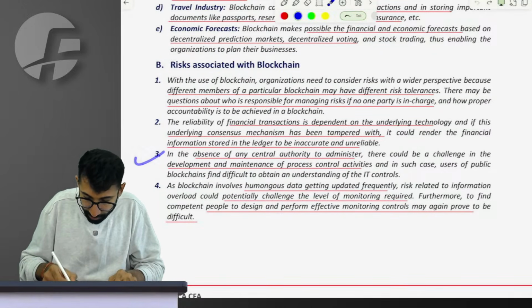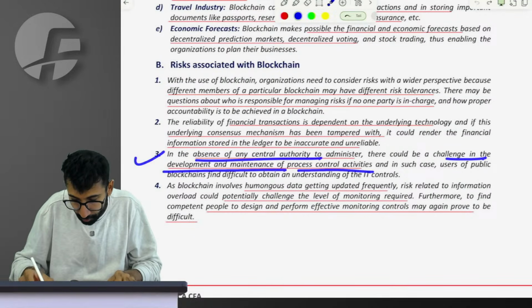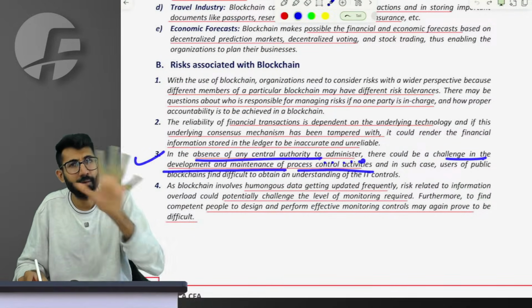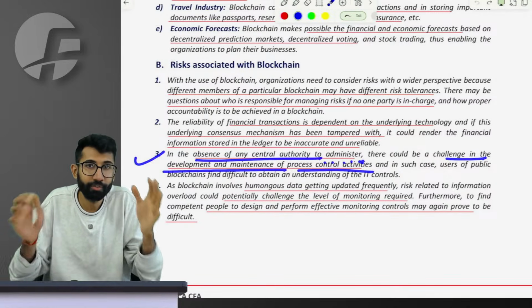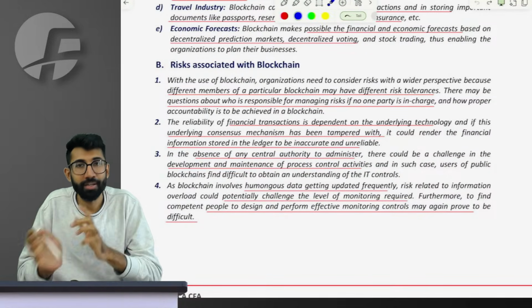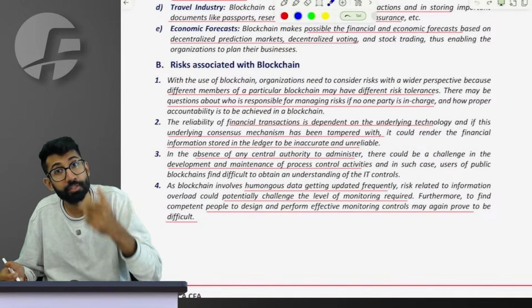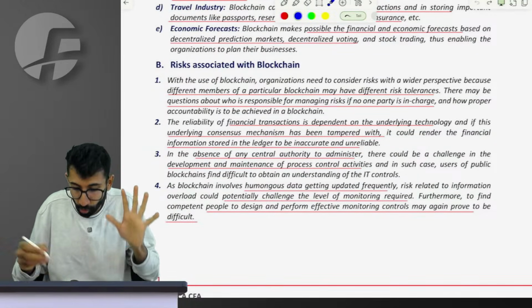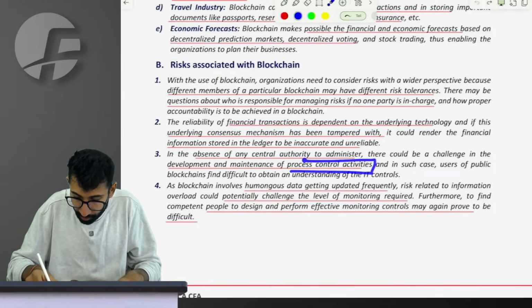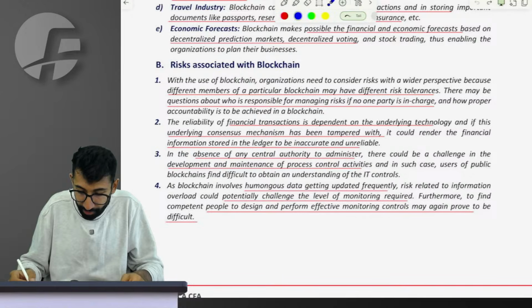Third, in the absence of a central authority, there could be challenges in development and maintenance of process control activity. This entire process of recording requires some level of control, correct? That data should not be leaked, data should be stored in this format. We might require the systems, the servers and everything for that. Who is going to control the activity? There is no central authority to take this responsibility, right?